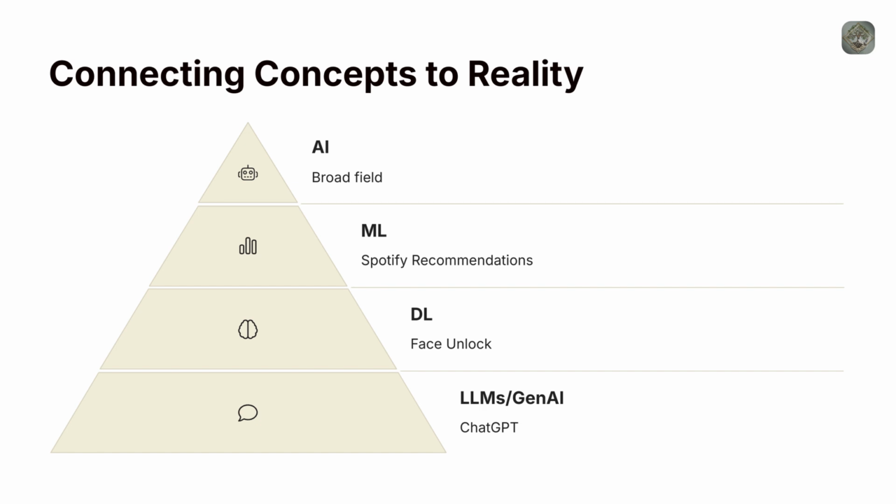Knowing ChatGPT is an LLM means you should prompt it clearly for text tasks, but be wary of asking for highly current event summaries unless it specifies access. Recognizing face unlock uses DL explains its ability to handle complex visual patterns. Understanding Spotify's ML roots clarifies why interacting, liking, skipping songs, improves future recommendations. This knowledge guides how you interact.